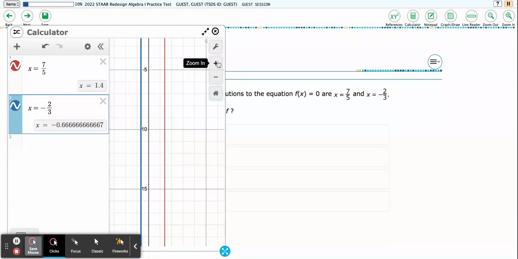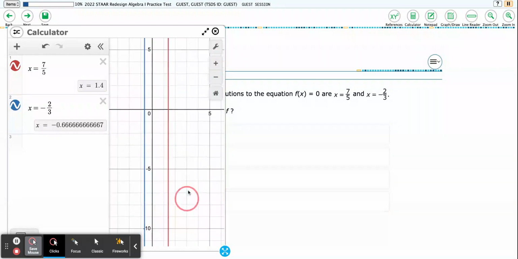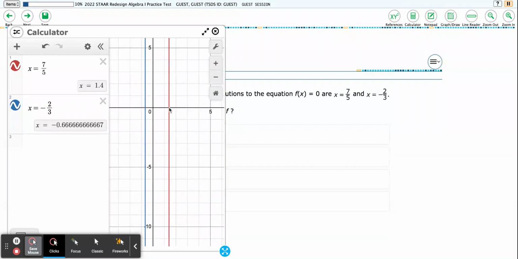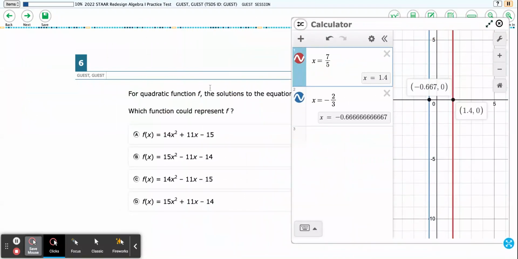So I'm going to zoom in a little bit so that I've got a little more space between these. And you can see the x-axis is right here. And if I click on those twice, those intersection points twice, they put the coordinates there for me. Now I'm going to move back over here and we're going to look at the vocabulary.